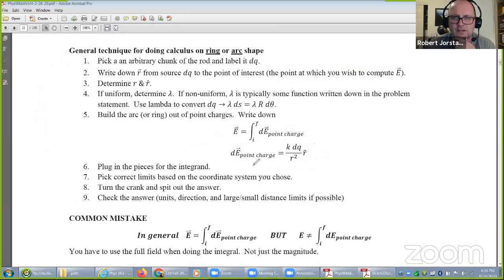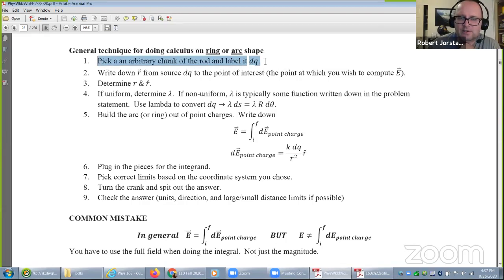Now, if you want, you can kind of look through this really quick. Let's see if there's anything in here worth noting. Okay, we're going to, again, take an arbitrary chunk of the rod and label it. Oh, I guess here it could be an arc. I should have said arc or ring. And then we're going to write down the r vector and dq. And we need to figure out lambda if it's uniform. If it's non-uniform, lambda is given to you.